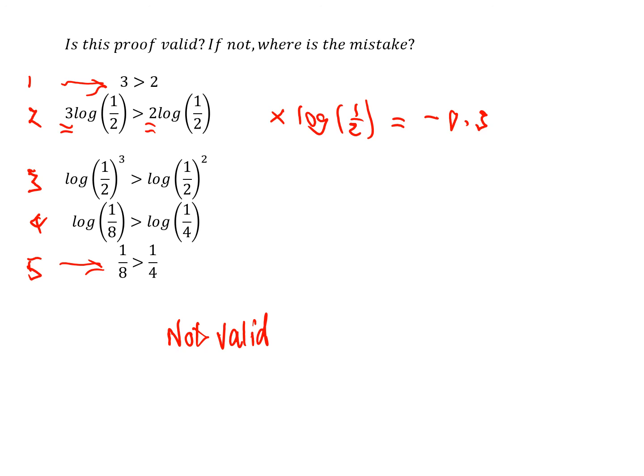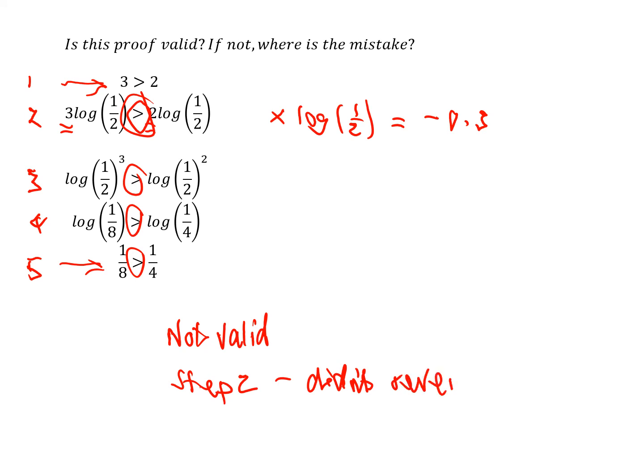So the mistake happens here, where we should have turned that sign round, and then all of these signs would have turned round as well. So the mistake is in step 2, when we didn't reverse the inequality.